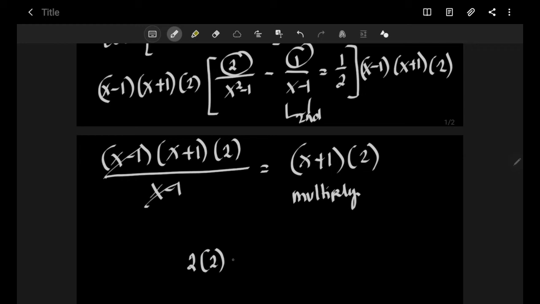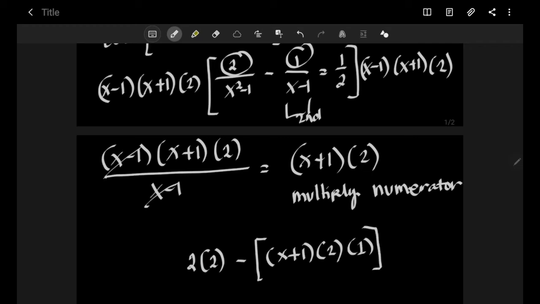So, it will become minus yung result natin, which is x plus 1 multiplied by 2, multiply natin dun sa numerator. Okay. Which is positive 1. So, ito na yung result ng second term. So, ito yung result ng first term natin kanina. Ito naman yung result ng second term. Now, equals. Ito na yung third term natin.